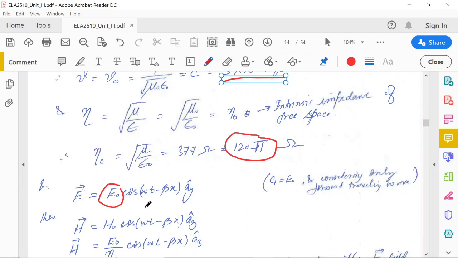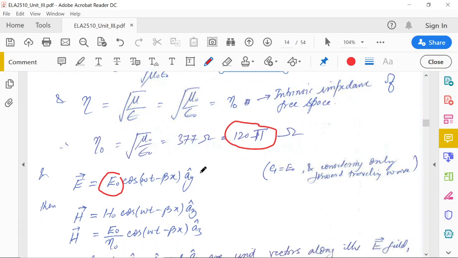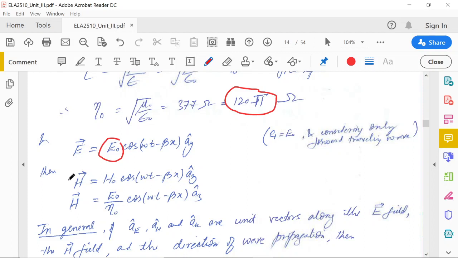And the solution of the wave equation for the electric field is something like this. Let E equal E naught cos(omega t minus beta x) a_y. Let it be in the direction of the y axis, and we just focus on the forward traveling wave. In that case, H comes out to be H naught cos(omega t minus beta x), because the phenomenon will remain the same. Two things will change: the magnitude may change and the direction may change.